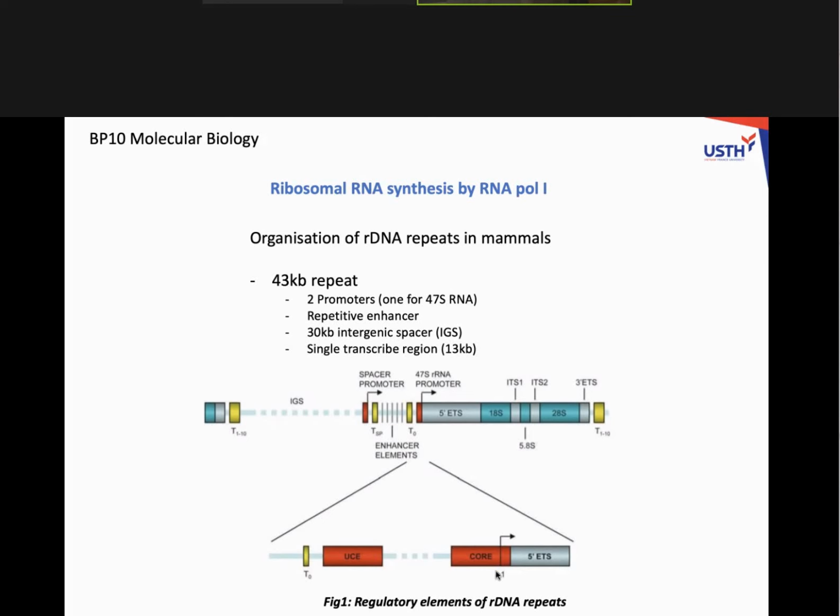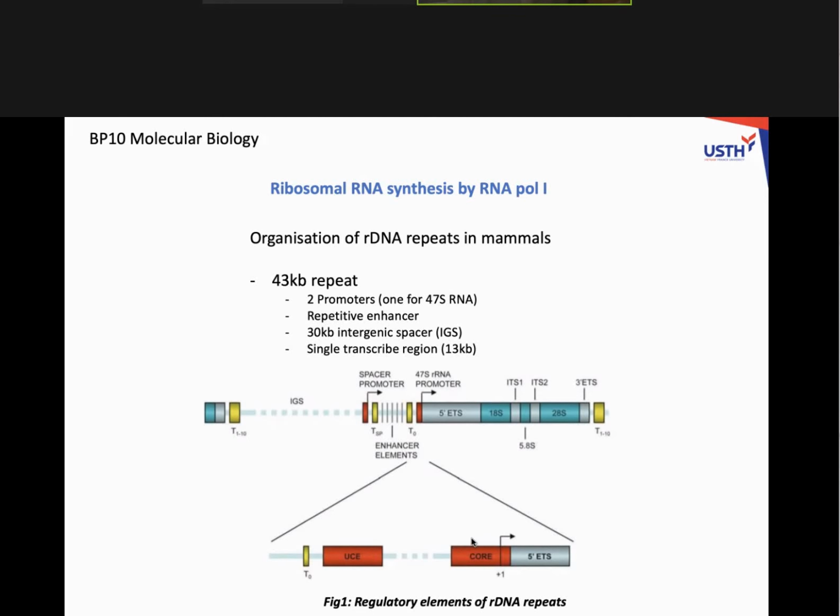So if we look at the zoom, here you've got the transcription initiation start, and what we call in general the core promoter is the part of the promoter that is going to be able to interact directly with RNA POL1. And the upstream sequences are the ones that are going to activate the RNA polymerase 1.